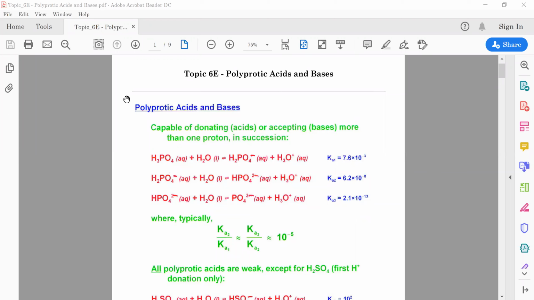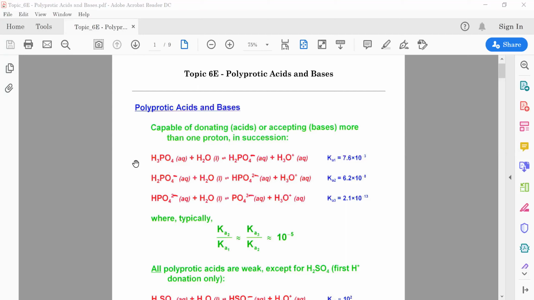We've been talking so far about weak acids and bases, and we focused entirely on what are called monoprotic acids and bases. That means ones that are capable of donating or accepting one proton. We're now going to expand this to consider what are referred to as polyprotic acids and bases. As seen by the name, a polyprotic acid is capable of donating two or more protons in succession, not all at one time, and a polyprotic base is capable of accepting two or more protons, again, in succession, not all at once.